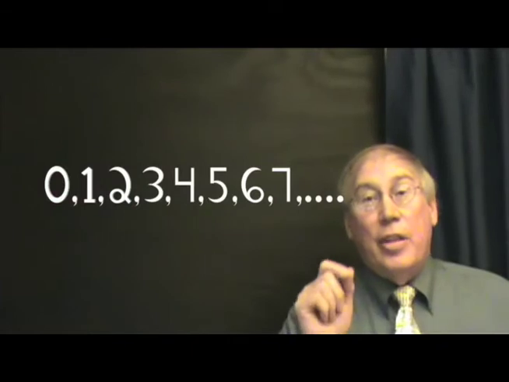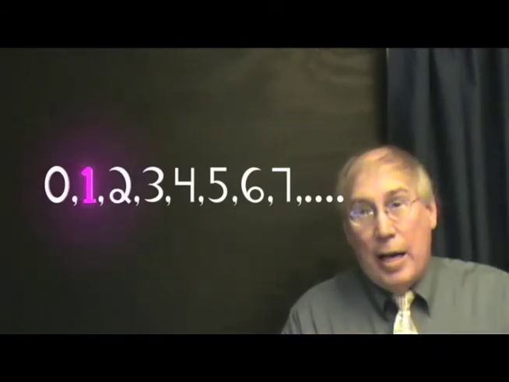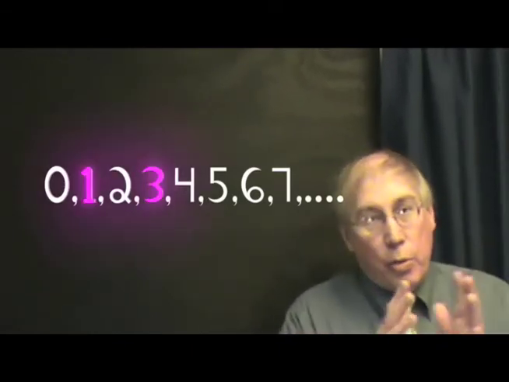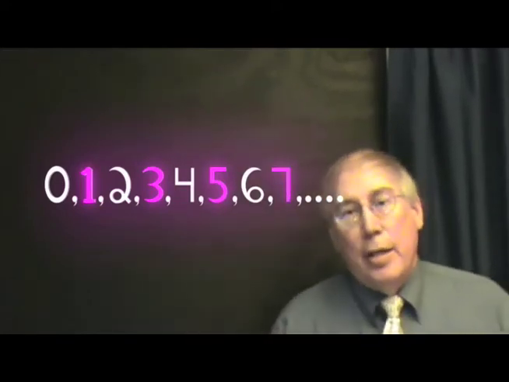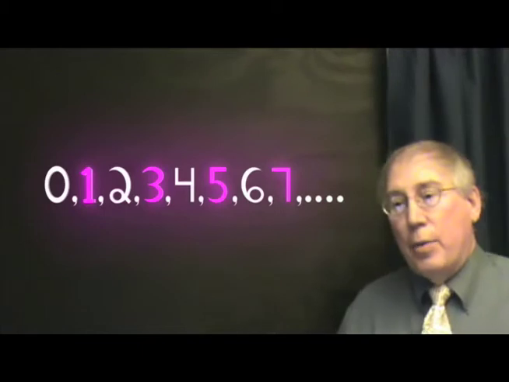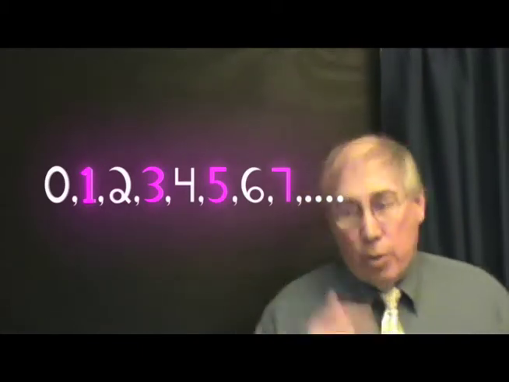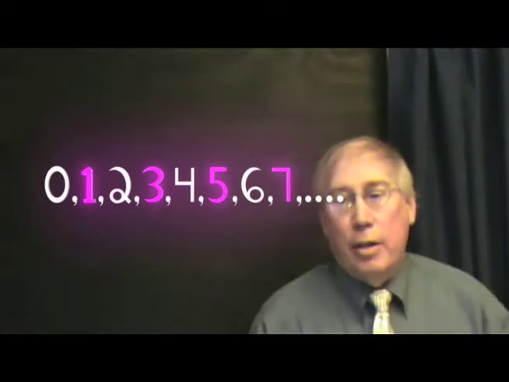Now, what about the consecutive odd whole numbers? Start with 1, keep adding 2 to the previous odd whole number, and we get 1, 3, 5, and 7, and so on. So let's keep that in mind here as we set up some equations involving this type of thing.